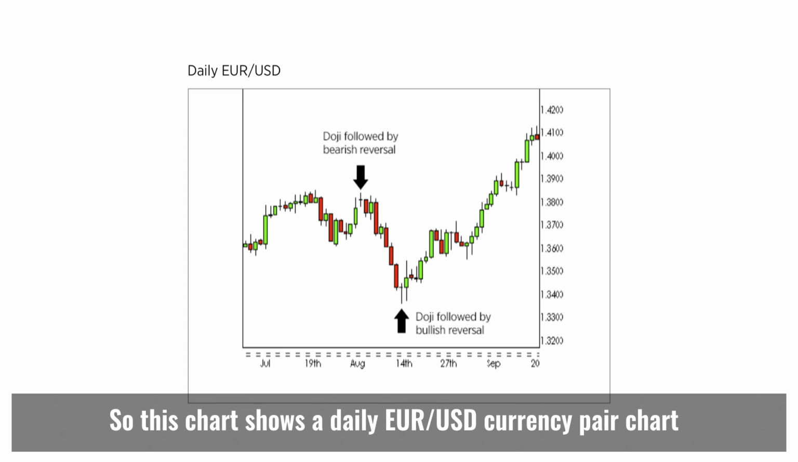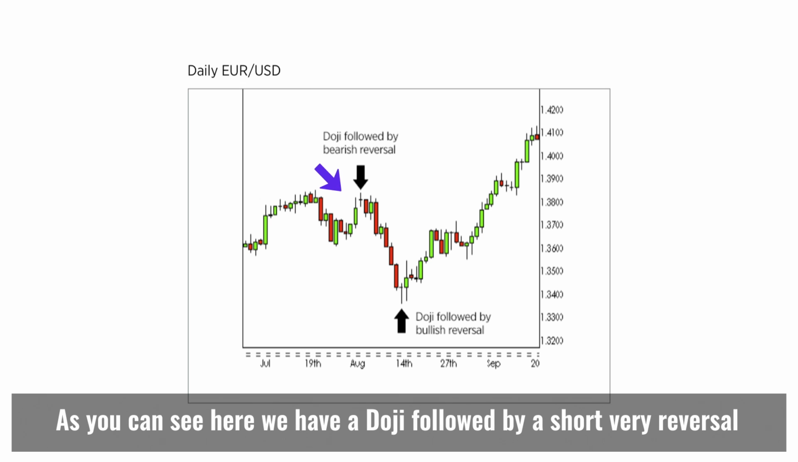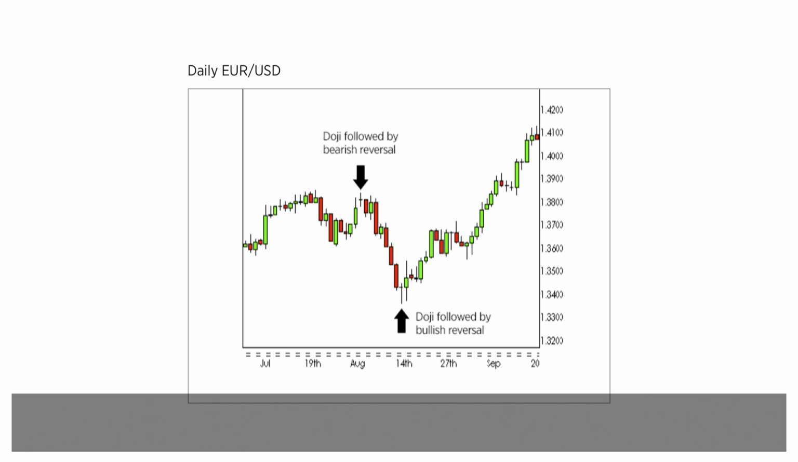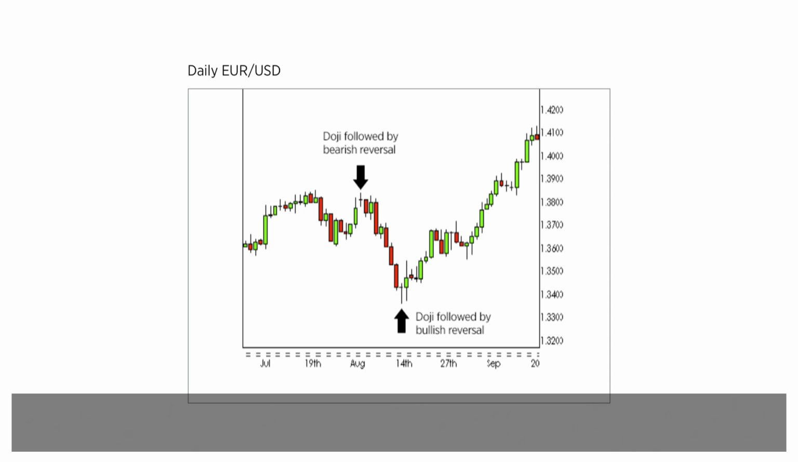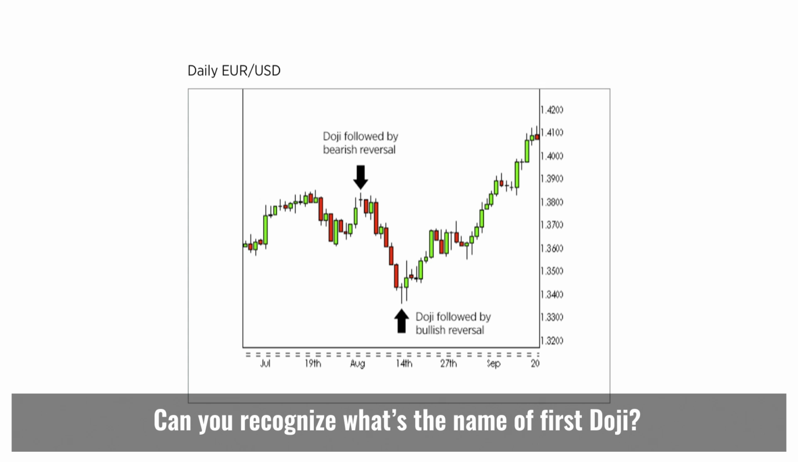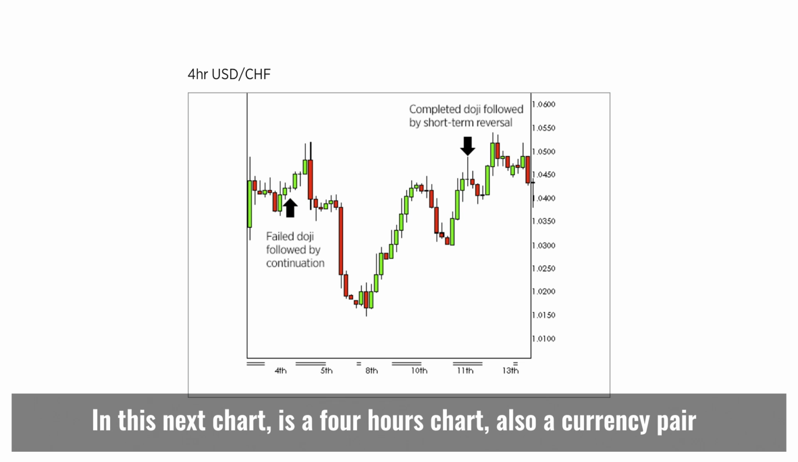This chart shows a daily EUR/USD currency pair chart. As you can see, here we have a doji followed by a bearish reversal. But later we have a doji candle followed by a bullish reversal. Can you recognize what's the name of the first doji? Yeah, it's the classic doji. And the second one is the Dragonfly doji. Very good.